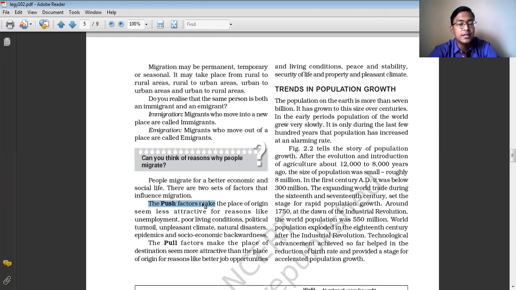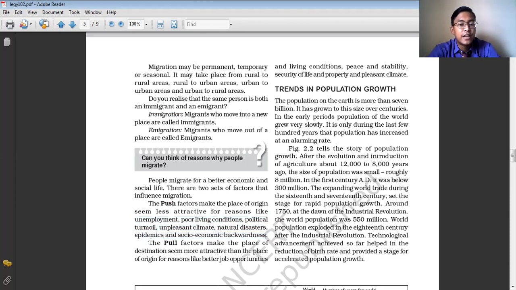So what is happening here is that the push factor is playing the important role. Unemployment, poor living conditions, political turmoil, unpleasant climate, natural disaster, epidemics, and socio-economic backwardness are some of the push factors which force people to migrate.